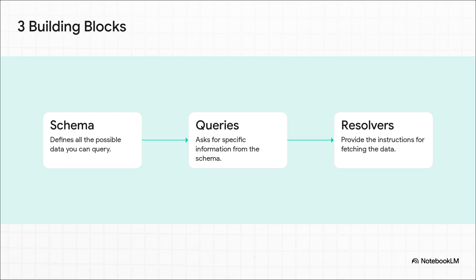First, the server has a schema. Think of this like a super detailed menu that defines every single piece of data you could possibly ask for. Second, you write queries, and that's the shopping list we were just practicing with. It's your specific order from that big menu. And finally, behind the scenes, you have the resolvers. These are like the workers, or maybe the chefs, who know exactly where to go to find the data for each item on your list and bring it all back to you.